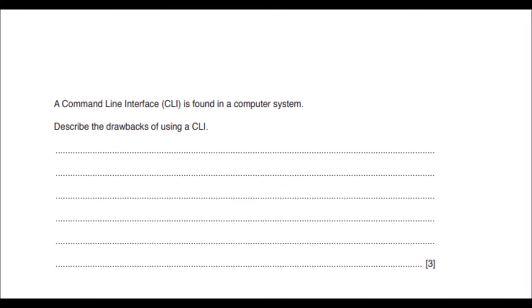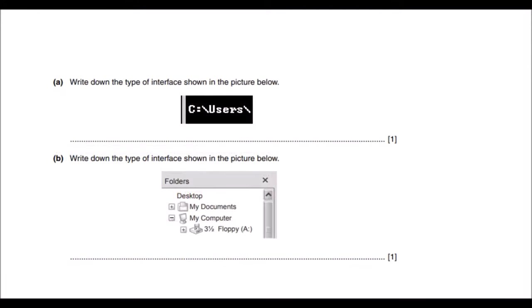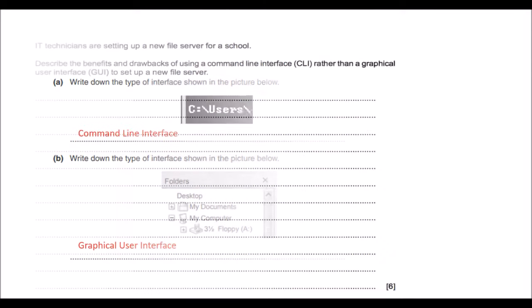Now, this one is still talking about CLI again. Describe the drawback of using CLI. Well, it requires command memorization. Users have to learn commands. Commands should be typed in correctly. As you can see here, for the type of interface shown in the picture, the first one is CLI, while the second one is GUI.